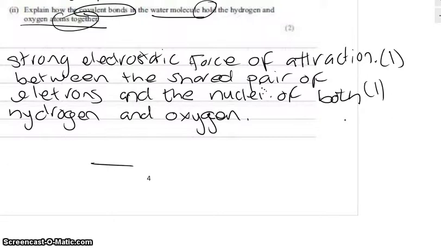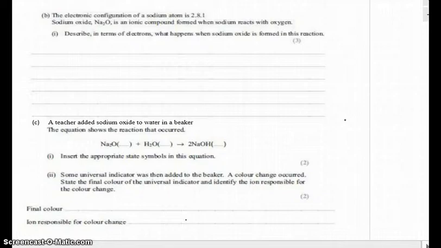Moving on to question number 3, part B. The electron configuration of sodium is 2, 8, 1. Sodium oxide, Na2O, is an ionic compound formed when sodium reacts with oxygen. Describe in terms of electrons what happens when sodium oxide is formed in this reaction. So it's asking you to describe the formation of an ionic compound, specifically sodium oxide. So how are ionic compounds formed?